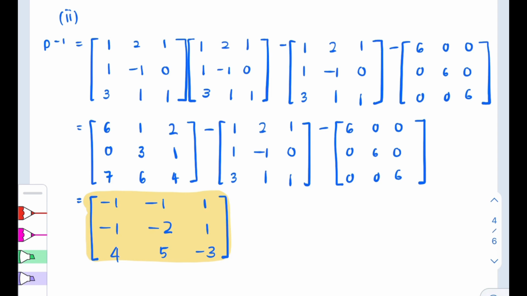Hence, the question asks you to find P inverse, so we need to use whatever we have in question number 1. So let's open up. P inverse equal to P squared, so take P, multiply another P, minus P, so just take P, minus 6I, so it is 6 times I, all other entries are 0. So just do the calculation, and finally we'll get the answer here.